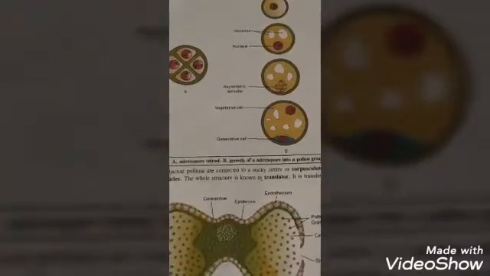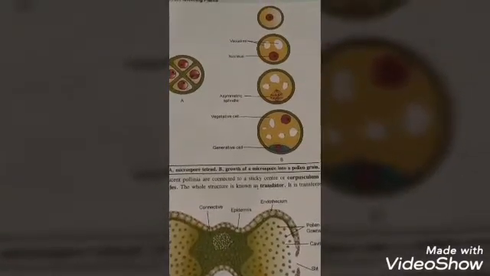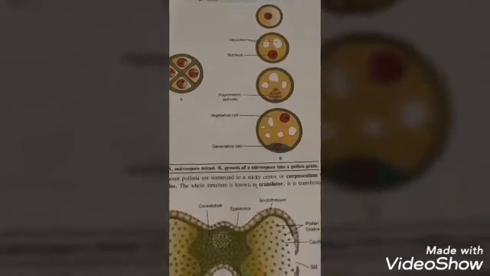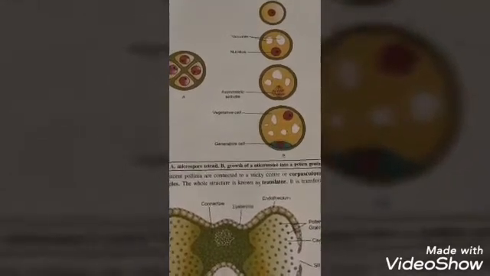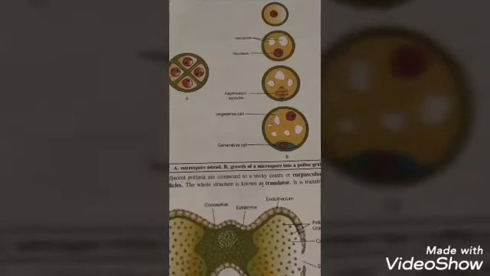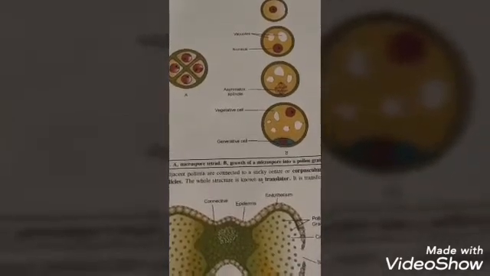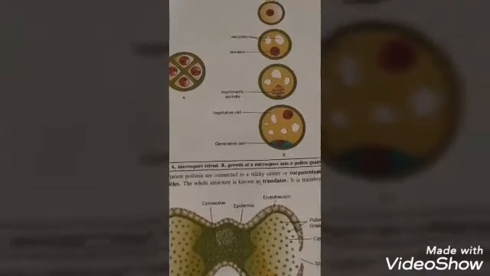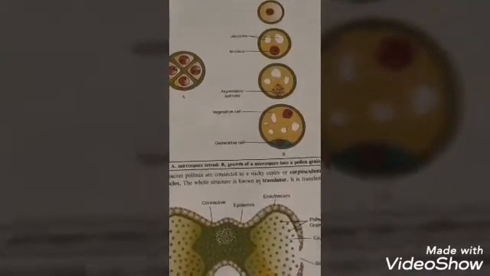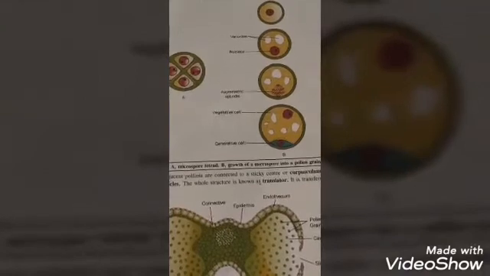We have learned about microsporogenesis. In microsporogenesis, microspores are produced inside the microsporangium from microspore mother cell.